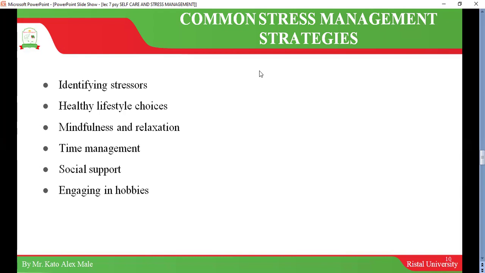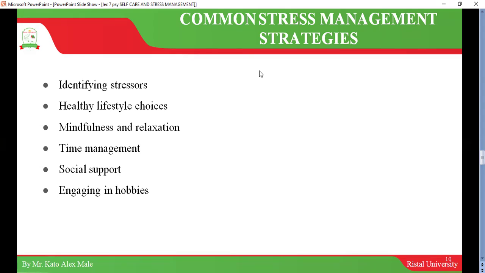Meditation, relaxation, mindfulness, all these involve an individual concentrating in one area or place, and then they start thinking of how they can overcome the problems that they are going through. Then time management, the way you divide your time, the way you spice up your day with the activities that you assign yourself, is also very crucial as a way of managing stress.